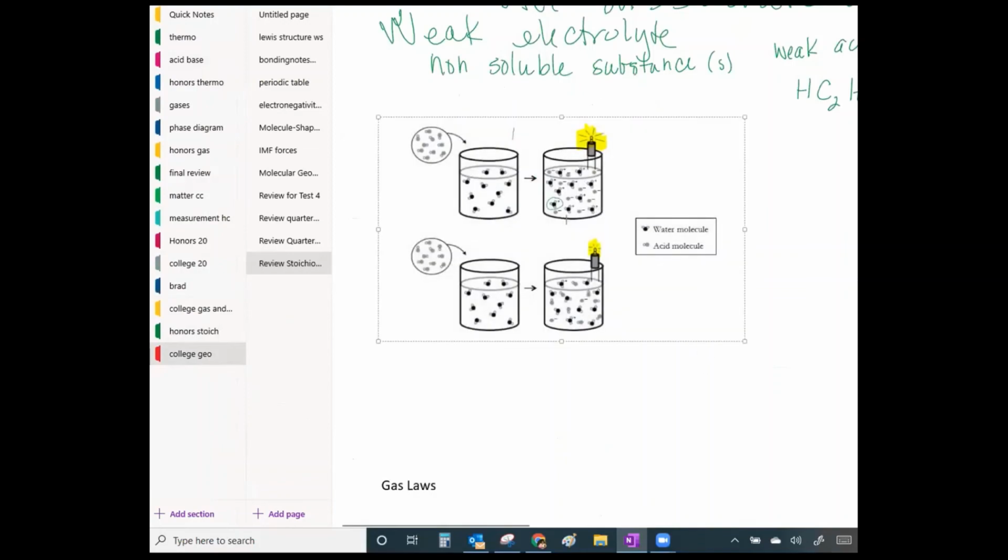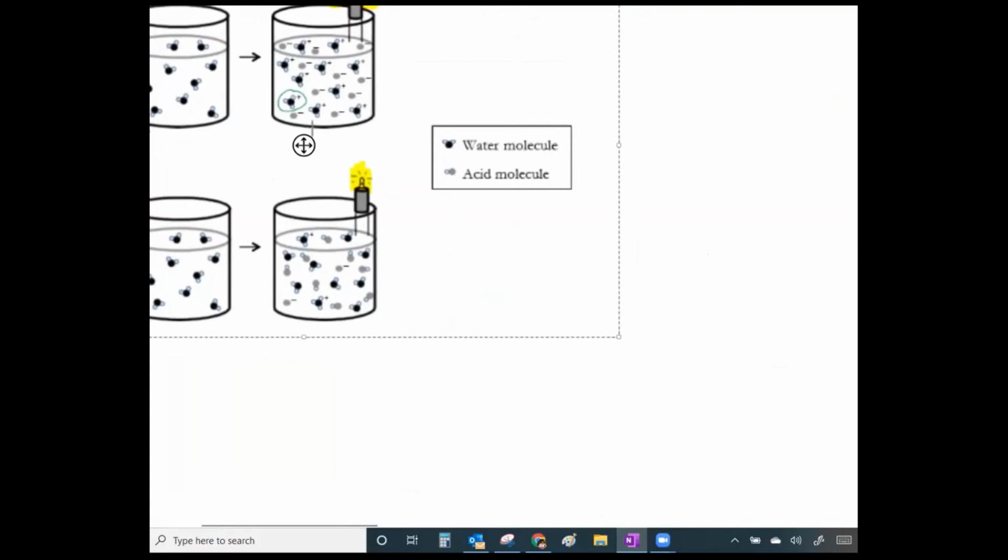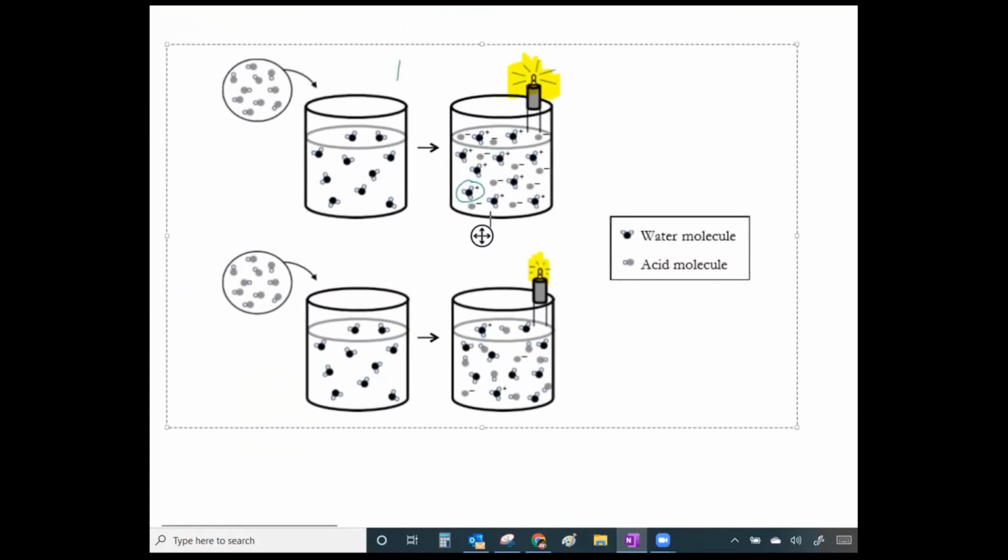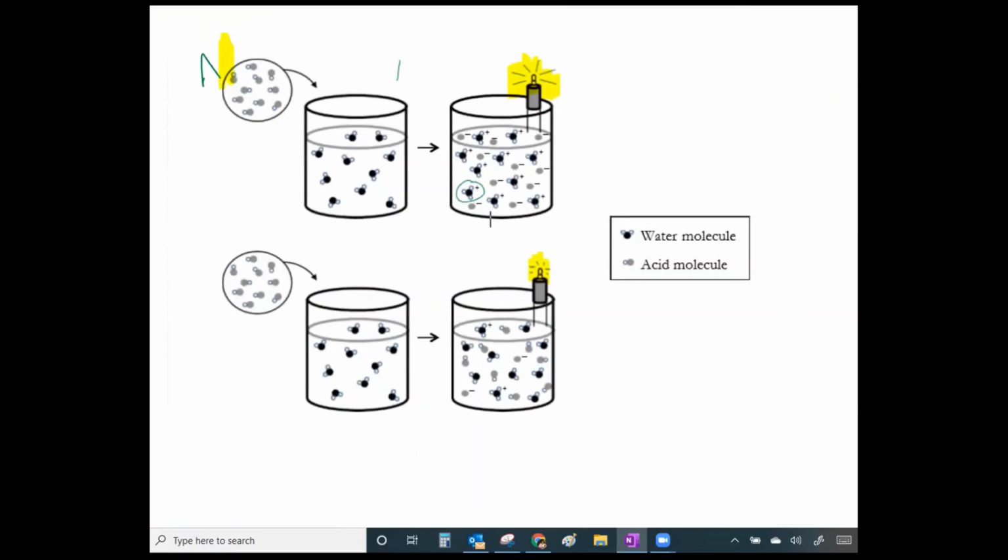This is a strong acid at the top, because look at what happened. These are the acid particles, and they've all broken apart, and their hydrogens have locked onto one of the water molecules. So you have the acid plus the chloride ion swimming around in there.